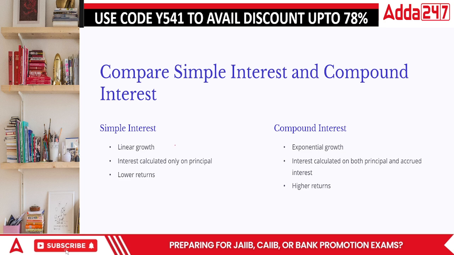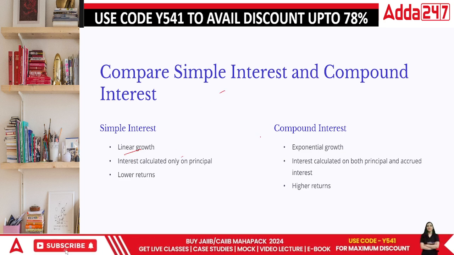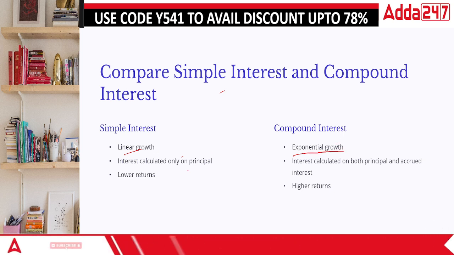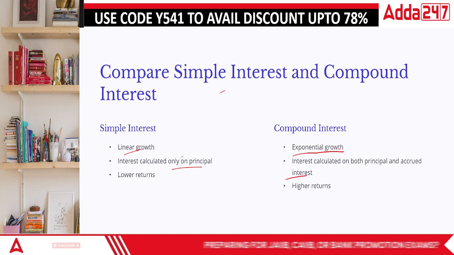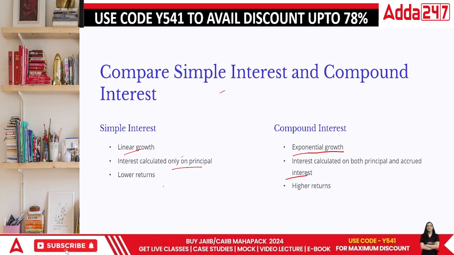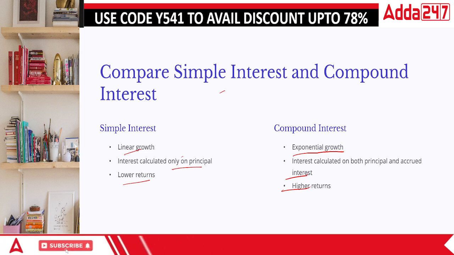One of the differences is that simple interest has a linear growth. There's a steady amount, while in terms of compound interest, your money grows further at a faster pace. In simple interest, interest is calculated only on the principal. Here it is the principal plus the compounded interest as well. Here the returns are lesser definitely, but there the returns are higher.